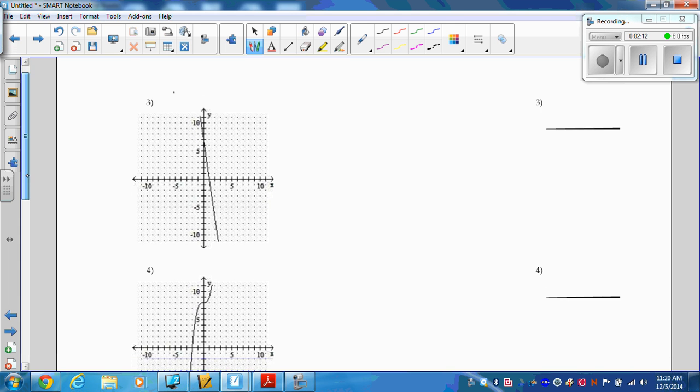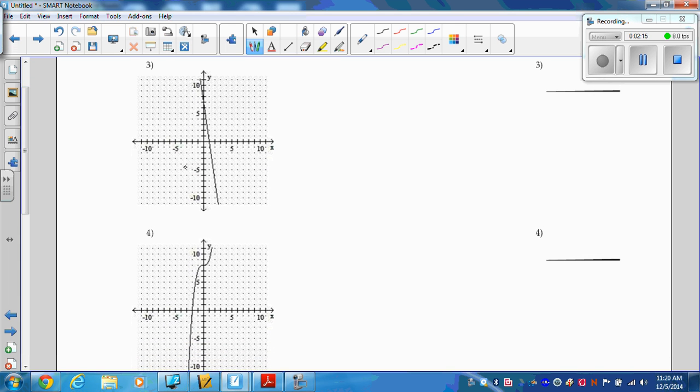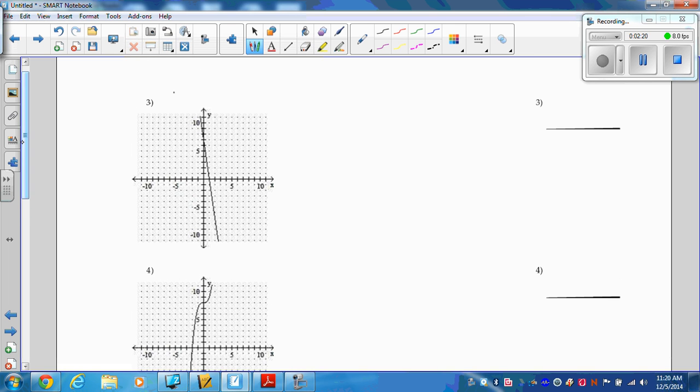On page 2, question number 3 continues, and we still want to know the intercepts. So the x-intercept, that's going to be where it crosses the x-axis. The x-intercept, you can see, is at 1, 0. The y-intercept, there's only one of those as well, and that's up here, and it is at 0, 7.